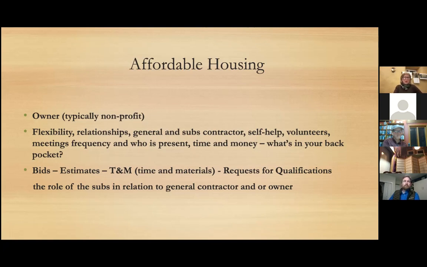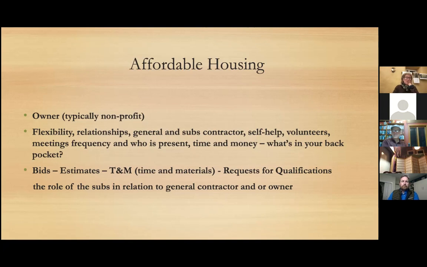I want to know who's out there. And then I'd like to choose the person. And then I just want to work on time and materials. Or sometimes you'll do some combination of that. But you want to talk amongst yourselves when you're starting a project and decide which way you're going to go.